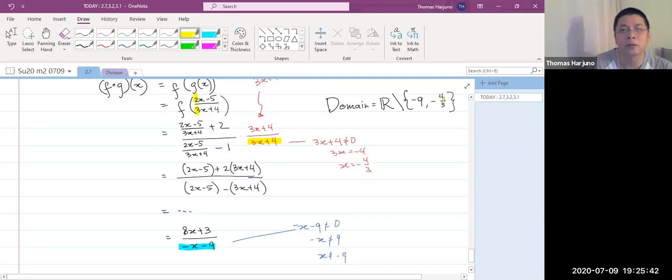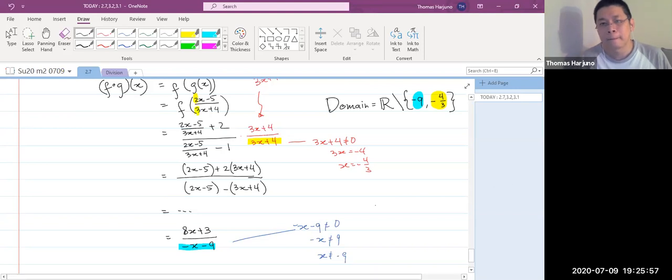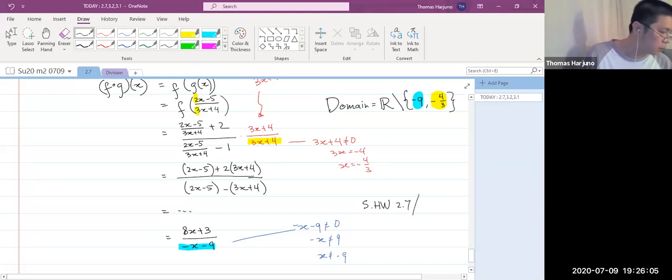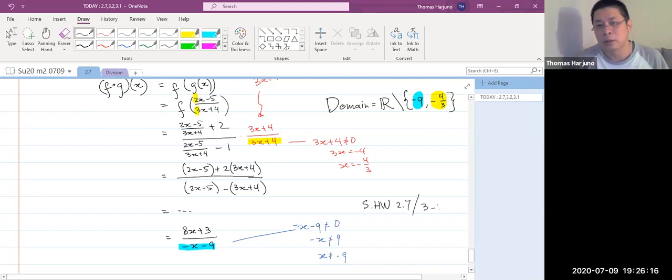Okay, so this is from the yellow one, and this is from the blue part. Okay, now suggested homework from here. From 2.7, that will be from, let's say, number 3 to number 33. I think that's good enough. Number 3 to number 33 with the odd ones.